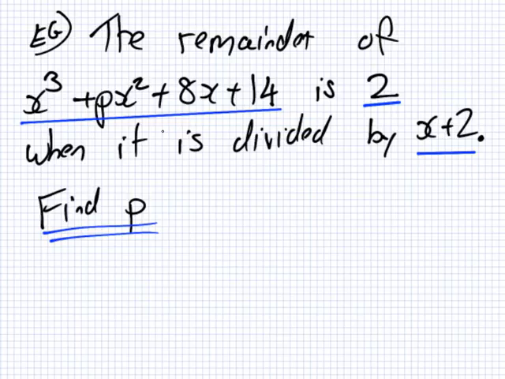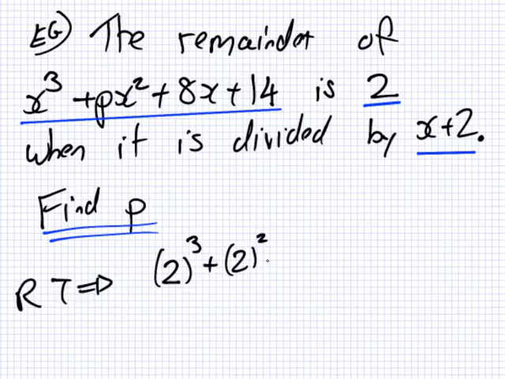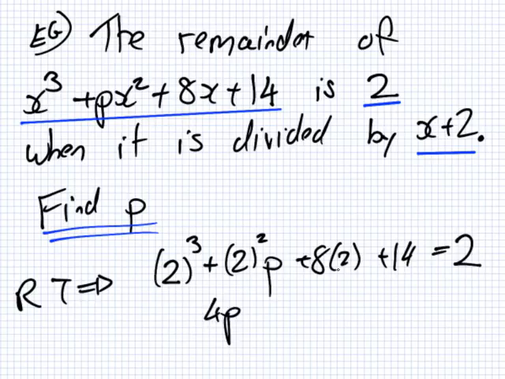P is 3, is it? Yep. Let's have a look here. So again, by using the remainder theorem, two cubed plus 2 squared p plus 8 times 2 plus 14, that should equal 2. So what's that? That's going to be 4p, 8 and 16 and 14, is it? 38? Should equal 2. So 4p should equal minus 36.